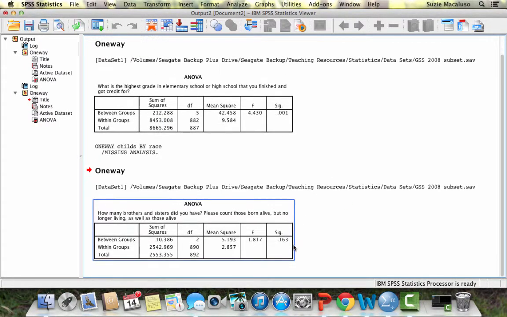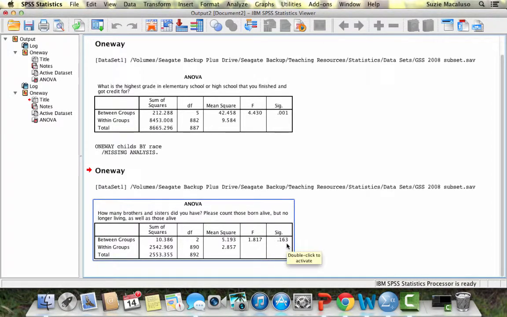And you'll notice here I have my sum of squares and I have my degrees of freedom. And then I have my F. And here my F is 1.817, and you'll see that my significance, my SIG, is 0.163. So this relationship is not statistically significant because this is not below 0.05.